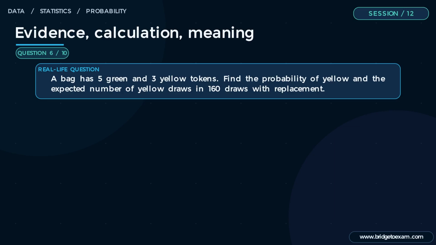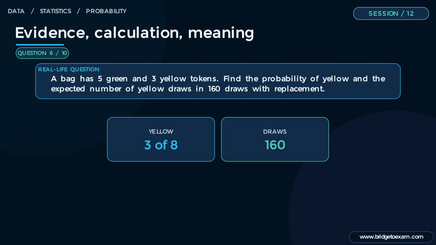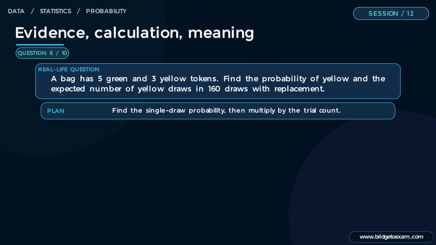Example 6. A bag has 5 green and 3 yellow tokens. Find the probability of yellow and the expected number of yellow draws in 160 draws with replacement. The key quantities are organized before the arithmetic begins. Plan. Find the single draw probability, then multiply by the trial count.